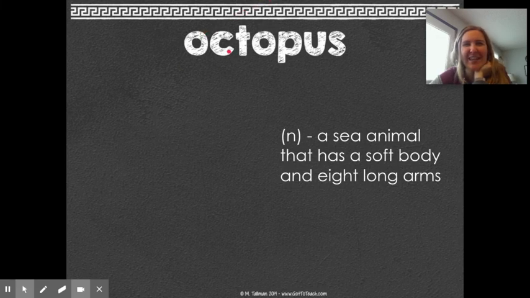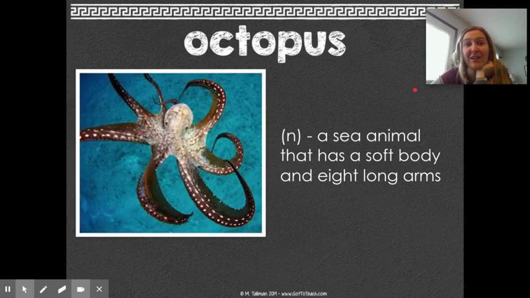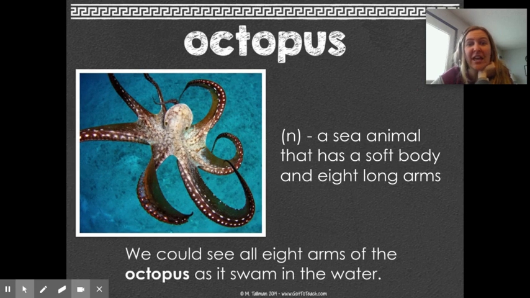Oct has the root 8 in it. An octopus is a sea animal that has a soft body and 8 long arms, known as tentacles. And we could see all 8 arms of the octopus as it swam in the water.